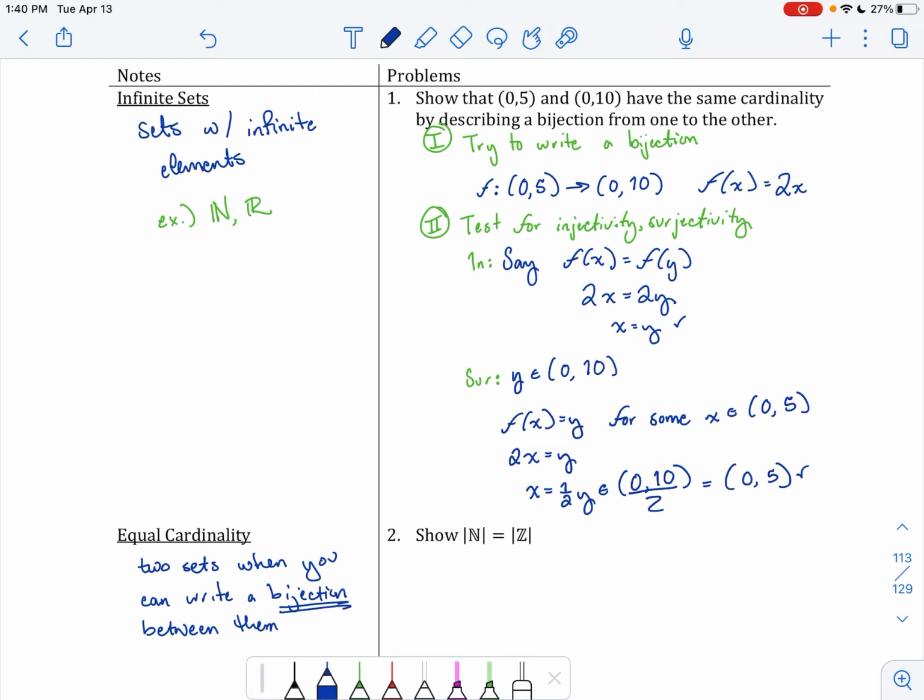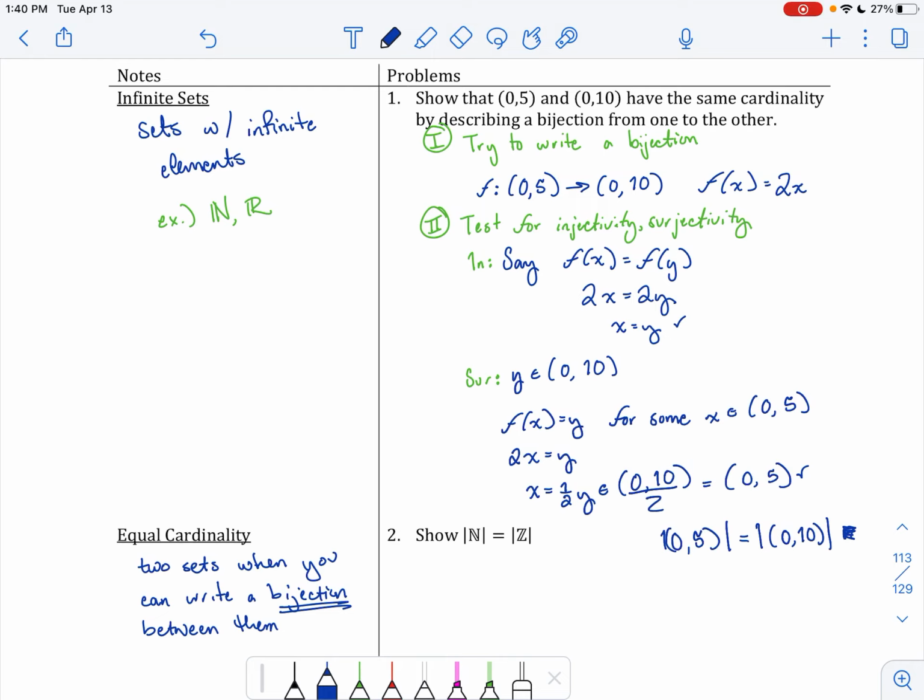So now that we've shown that a bijection exists between the intervals 0, 5 and 0, 10, we can now say that the cardinality of 0, 5 is equal to the cardinality of 0, 10. And we end our proof, little box.